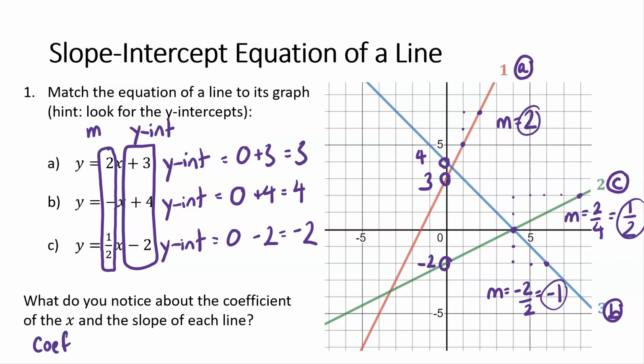So that number next to the x, or the coefficient of x, is your slope. So if you write an equation of a line in this way, where you have some number times x plus or minus some other number, we call that the slope-intercept equation of a line, because that type of equation expresses immediately what your slope is and what your y-intercept is. So the coefficient of x is the slope when you write an equation this way.